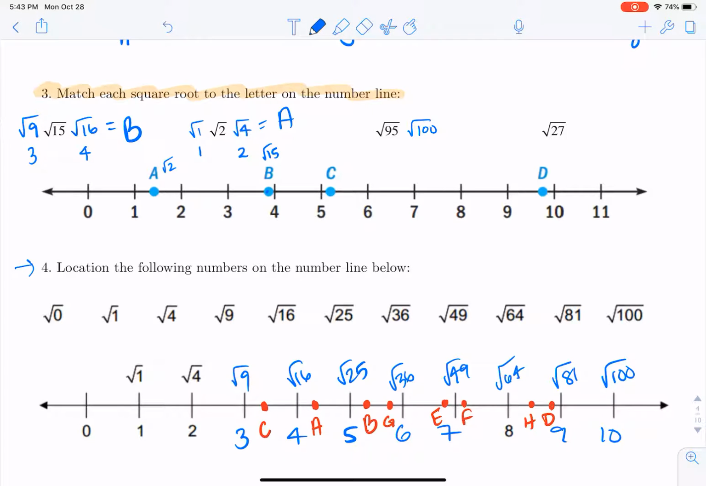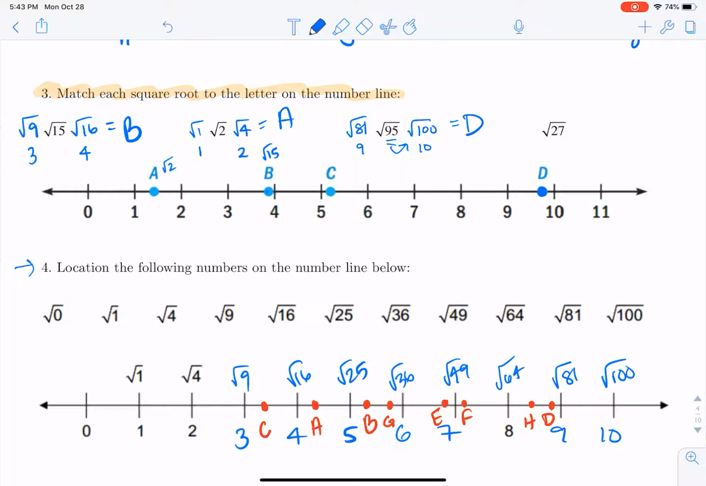I know the square root of 95 is in between the square root of 100 and the square root of 81. Square root of 81 is 9, and the square root of 100 is 10. And I see here that 95 is a little bit closer to 100 than it is to 81, which is telling me that the square root of 95 can be represented by this D value right here.